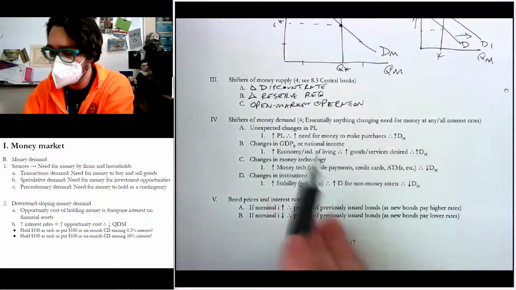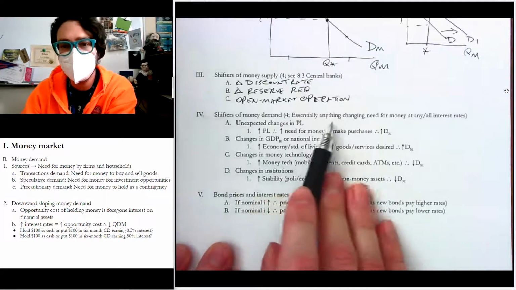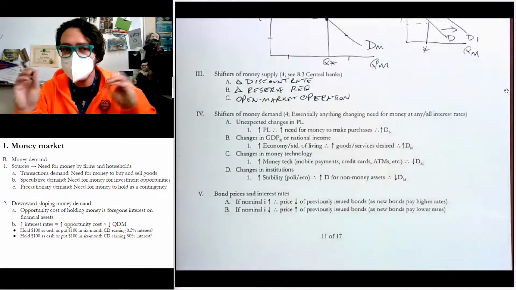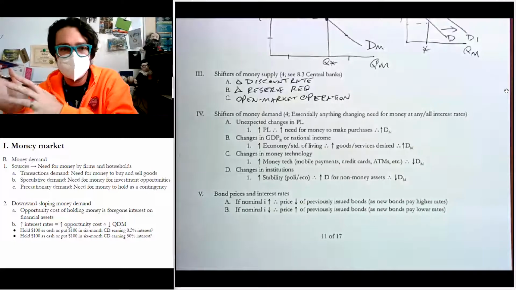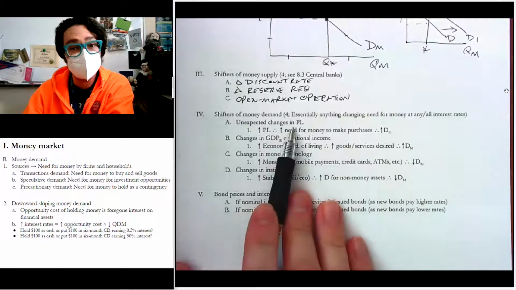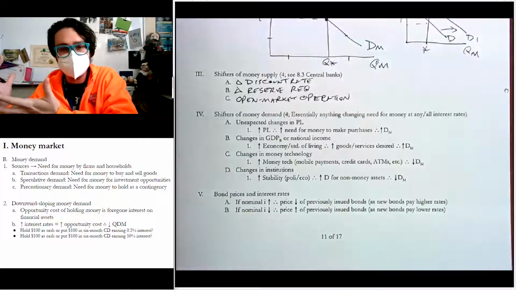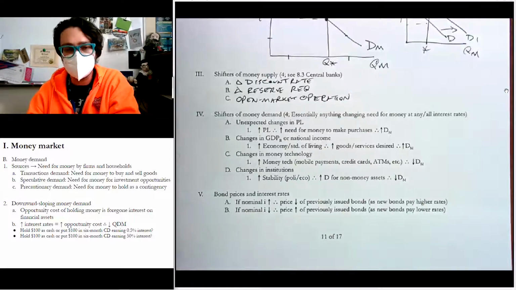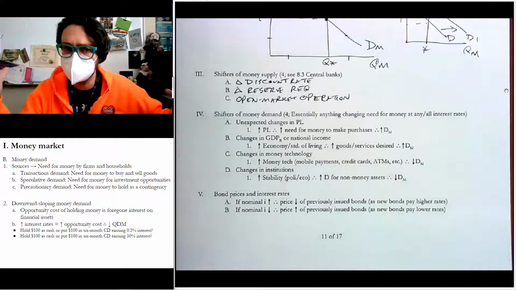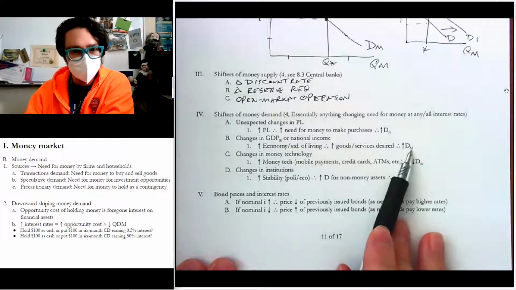So now let's talk quickly about the money demand shifters. It's useful here to think that it's really anything that changes people's need for money at any and all interest rates. So regardless of the interest rate, people would have more or less need for money. First and foremost would be an unexpected change in prices. If there's a higher price level, then there's going to be more need for transaction money, so an increase in money demand would happen. If there's a change in GDP, if there's more transactions happening, then there's going to be more goods and services that people need to buy, and then there's more demand for money.